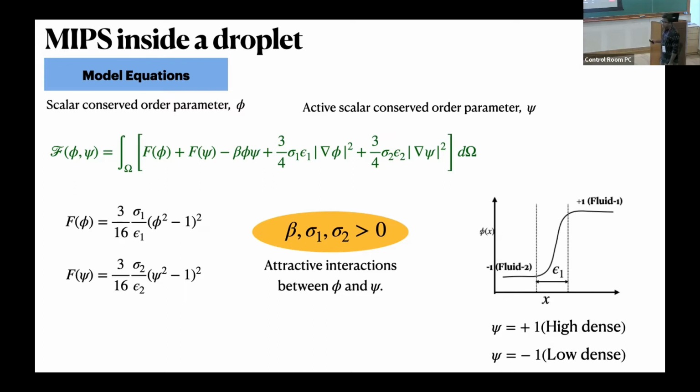These phi and psi are both related to the density field. Let me explain: phi is a smooth field. If it is +1, then it's fluid 1, and if it is -1, then it is fluid 2, and there is a diffuse interface between them with this thickness. For psi also, you can think of it like this: +1 is the high dense region, and -1 is the dilute region of the bacterial suspension.